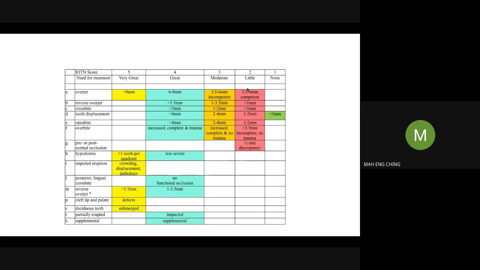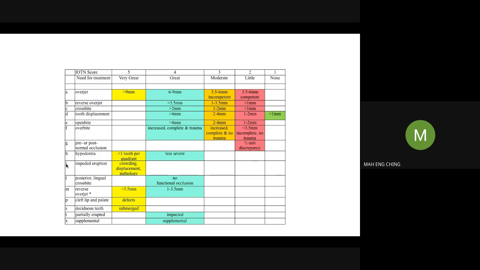And if the overjet is 3.5 to 6 millimeters with competent lips, then it gives you IOTN 2A. Then for reverse overjet, if it is less than 1 millimeter, it gives you 2B. If between 1 to 3.5 millimeters reverse overjet, it gives you 3B. Then more than 3.5 millimeters, they give you 4B. But pay attention to this 3B and M.